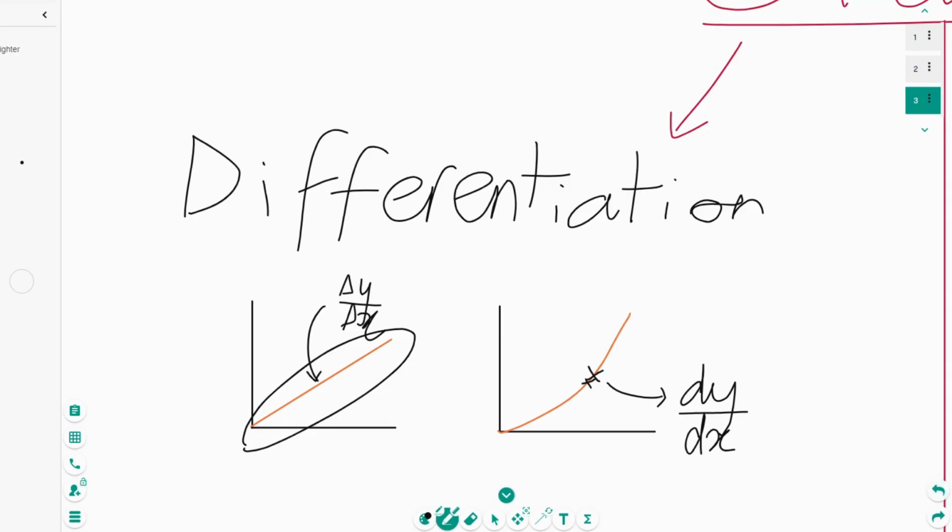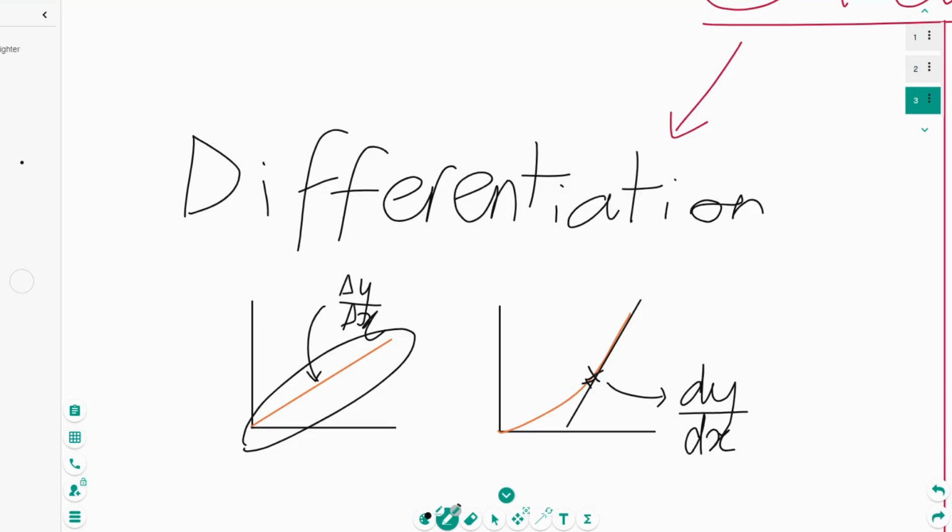Because when we draw a tangent to a curve, what do you notice? What are we trying to do? We're trying to find the change in y and the change in x, and we're trying to find the gradient of a certain point on that curve. But the gradient is a straight line. So we're going from a curve to a straight line.